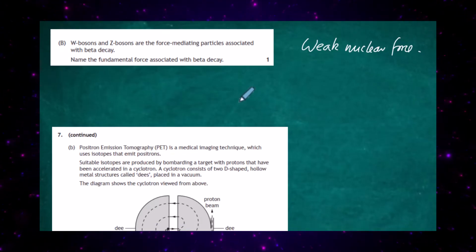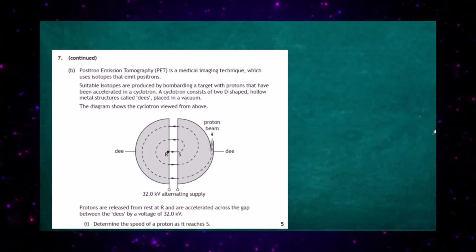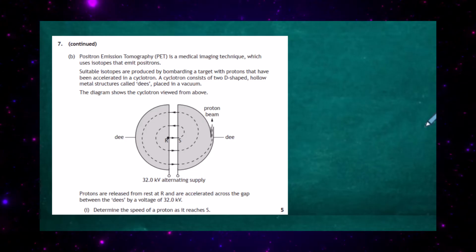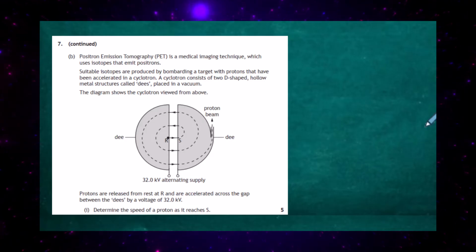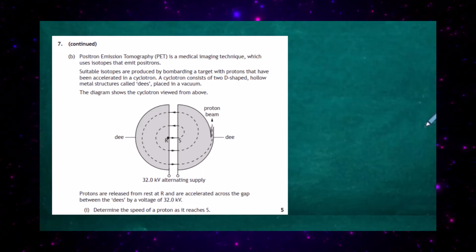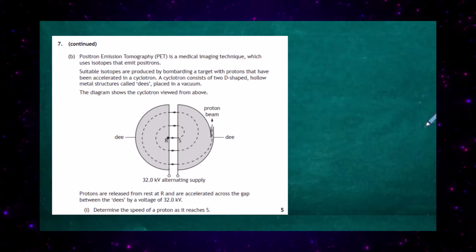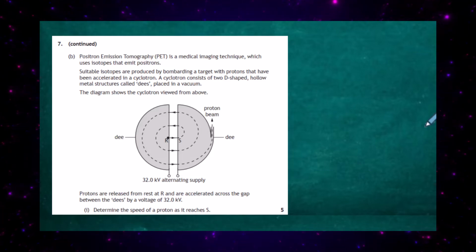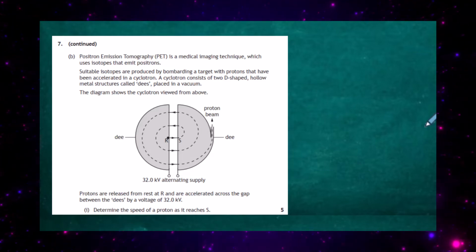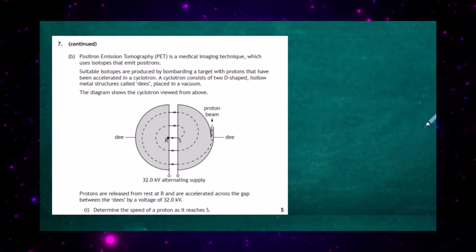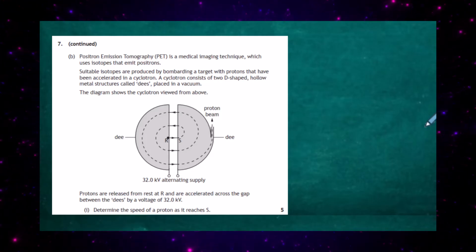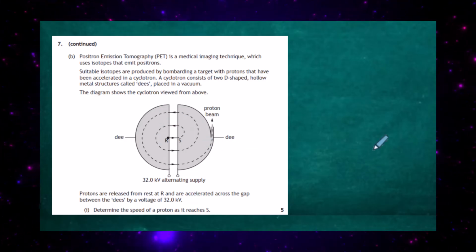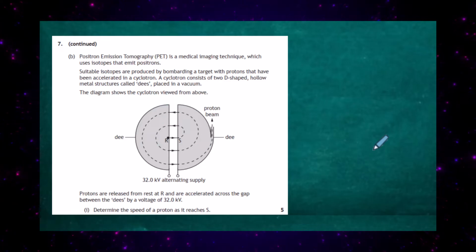Let's look at number 7, continued, part B. It tells us that positron emission tomography, PET, is a medical imaging technique which uses isotopes that emit positrons. Suitable isotopes are produced by bombarding a target with protons that have been accelerated in a cyclotron. A cyclotron consists of 2 D-shaped hollow metal structures called Ds. You can see them in part of the diagram here. There's one D, there's the other D, and these are placed into a vacuum.